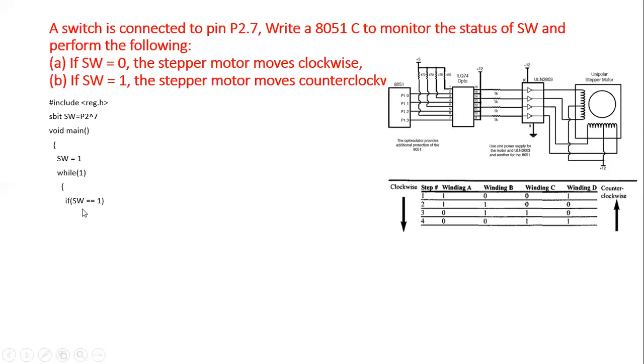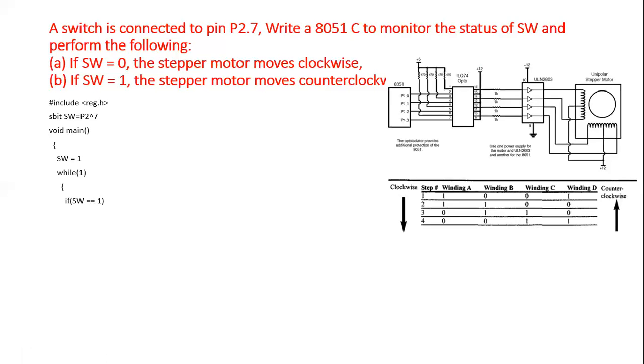We check the condition of the switch, isn't it? So when you check the condition of the switch, we check for what condition? Switch is equal to 1. That means the switch is closed. If the switch is closed, then in what direction do we have to rotate the motor? We are trying to rotate the motor in anti-clockwise direction.